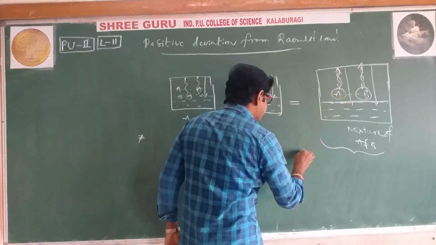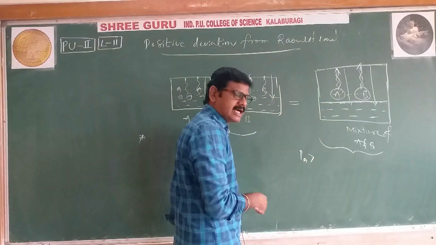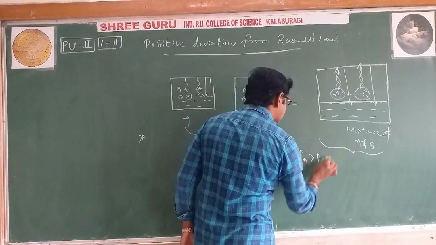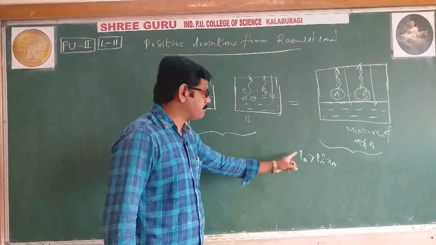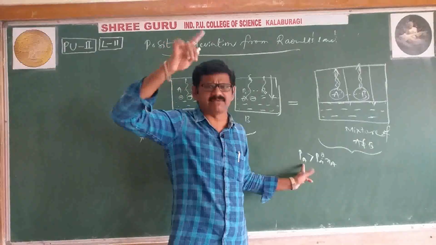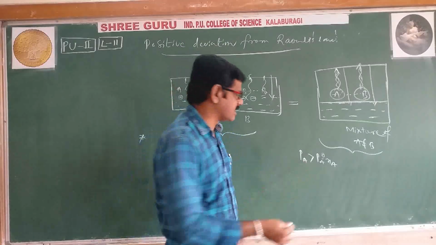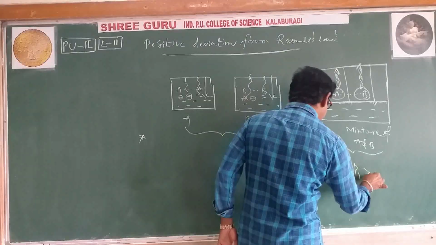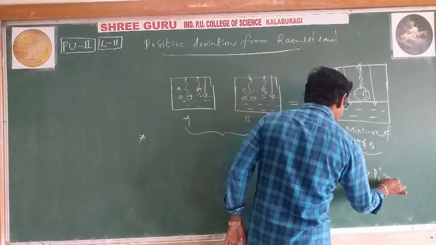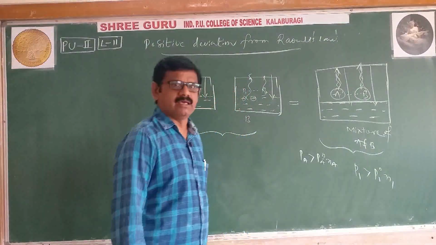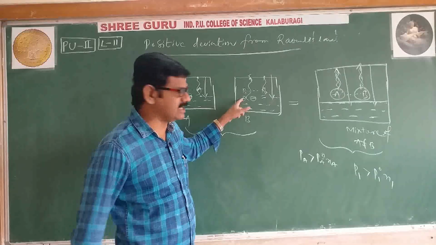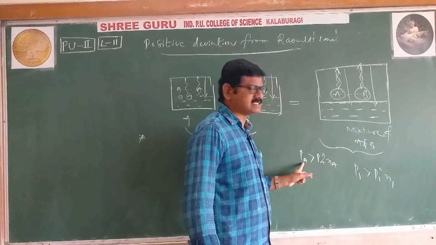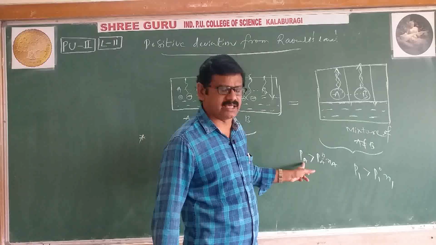For component A, PA greater than PA naught XA. Just like P1 in previous classes, where I took 1, any symbol you can take, it doesn't matter. We took P1 greater than P1 naught X1, like that. Because in our NCERT book, the components are shown as A and B, that's why instead of 1, I have shown A. It doesn't matter, both are the same.